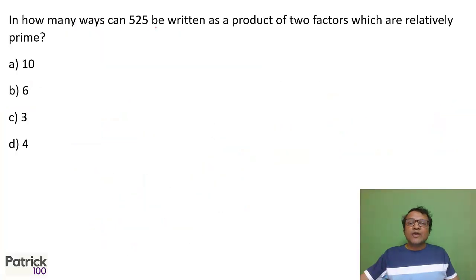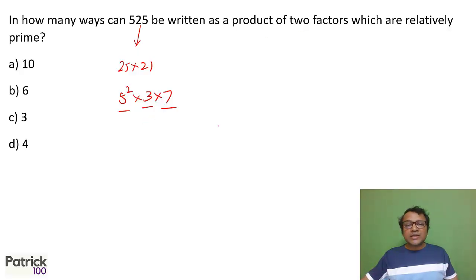How many ways can 525 be written as a product of two factors? Now 525, if you look at it, is 25 into 21. Remember every 100 has four 25s, so 500 will have twenty 25s, plus the 25, that is 21. Or it is 5 square into 3 into 7 if you break it up into prime factors. So there are 3 prime factors, and we want the product of two factors which are relatively prime.